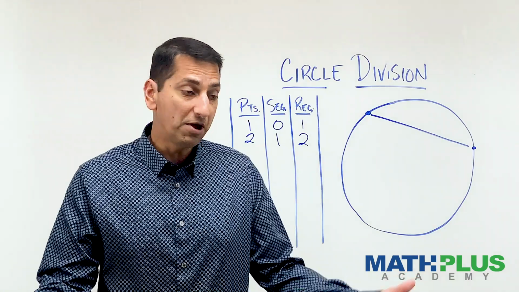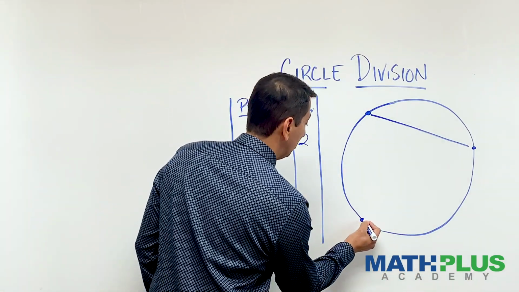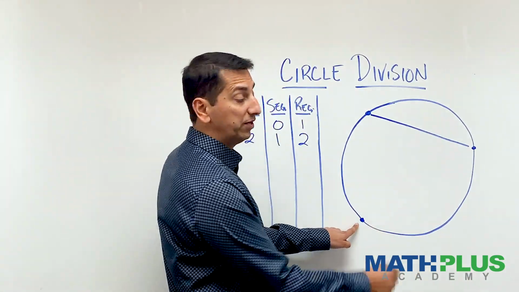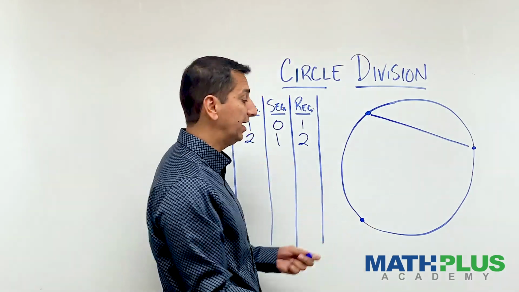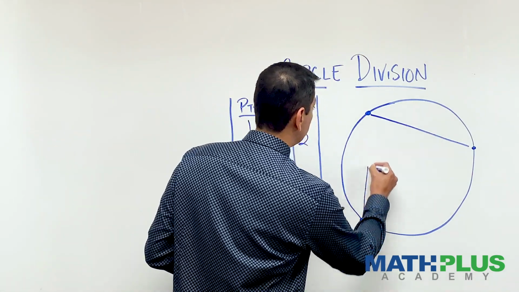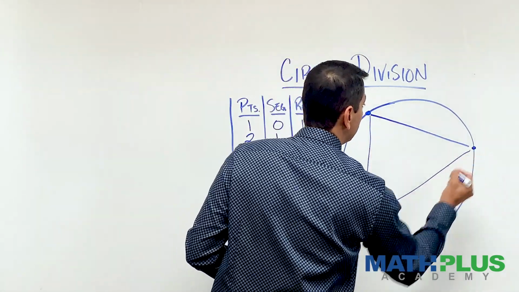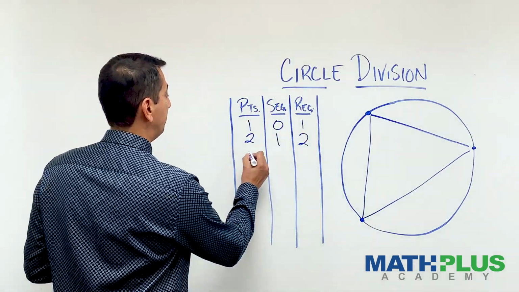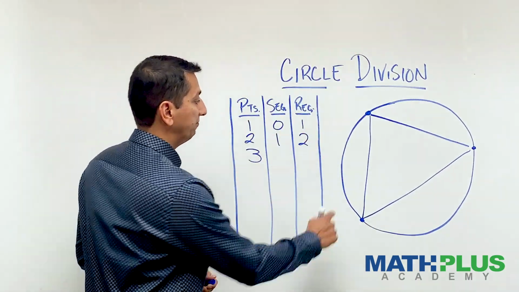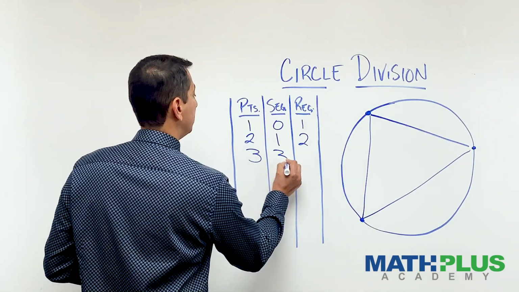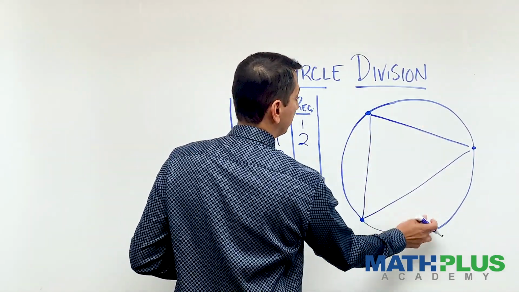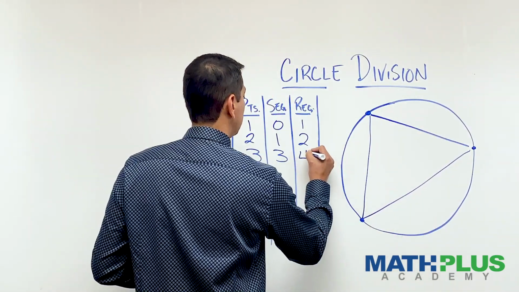All right, we keep going. Put another dot on here. Boom. Now I connect this one with the other 2. I have to always connect with everything that's already there. So I'm going to add 2 more segments, just like that. Now I have 3 points. I have 1, 2, 3 segments. And I have 1, 2, 3, 4 regions.